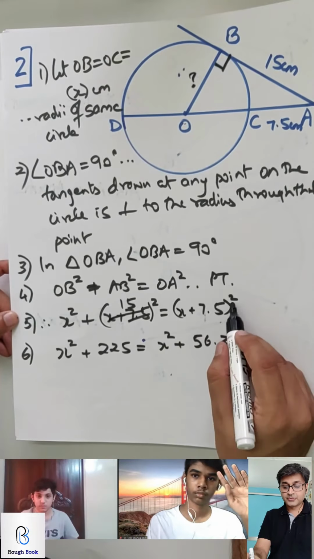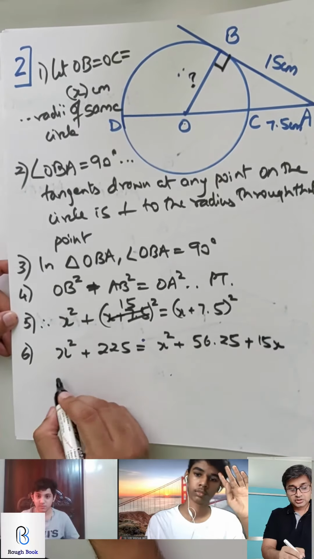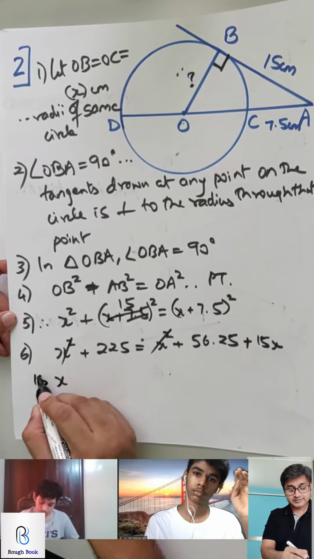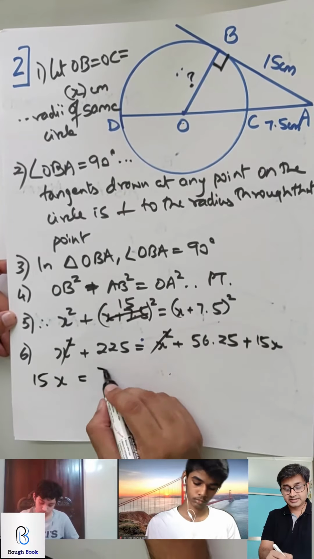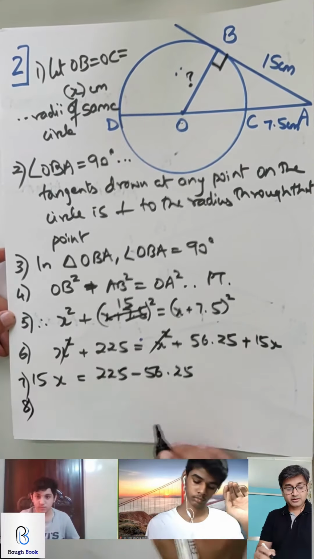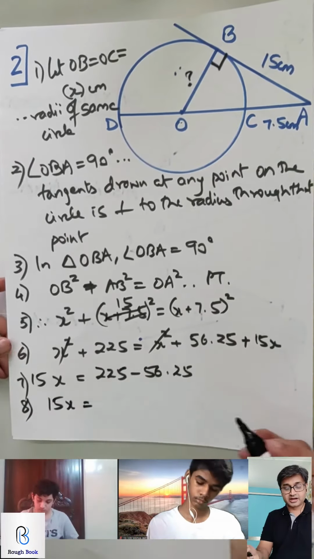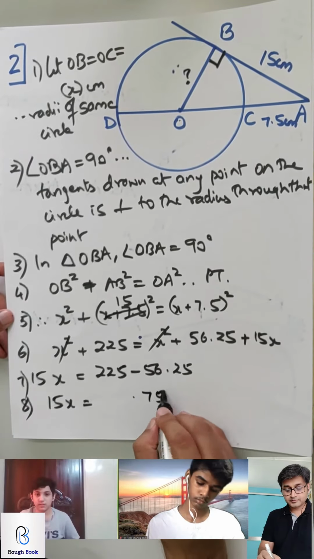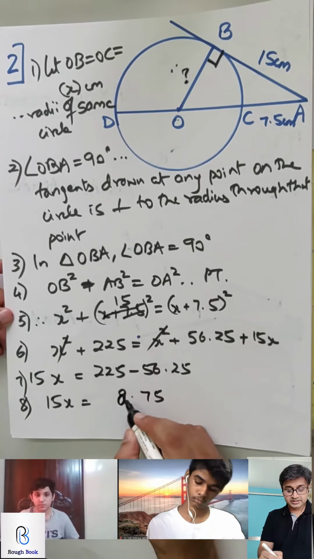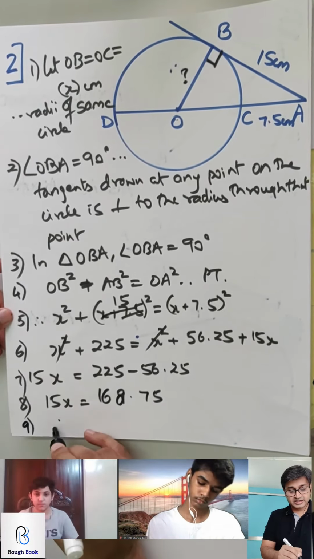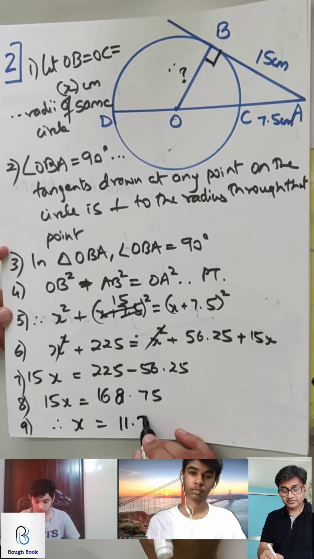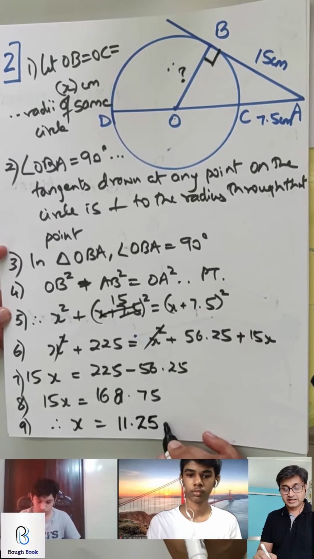Don't give it to me right now. So 15x. So I get my quadratic, no quadratic, x square gets cancelled. So I just get 15x is equal to 225 minus 56.25. Did you get the same? Yes, sir. So what is 15x is equal to after deducting 56.25? 168.75. Yeah, 168.75. So finally, when you divide by 15, 15 ones are 15, 15 ones are 337, so 2s are 75. So did you get 11.75?